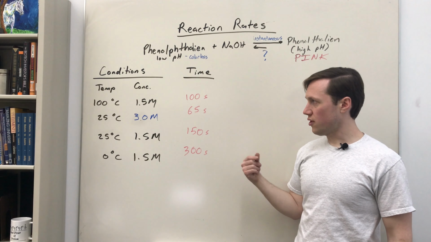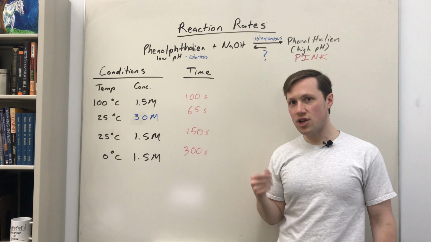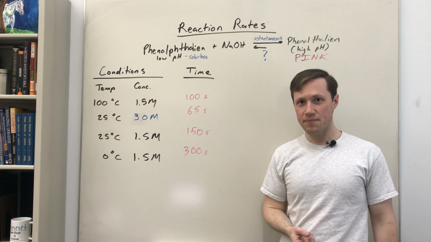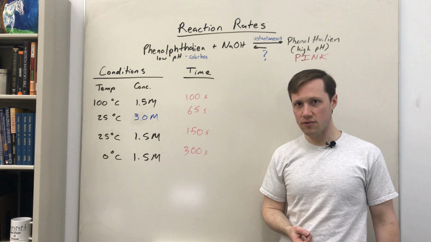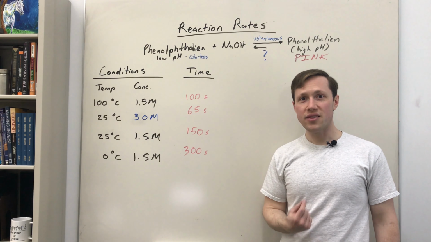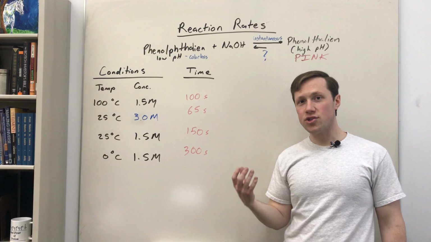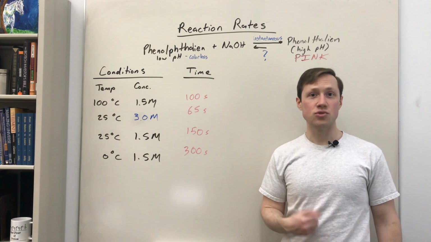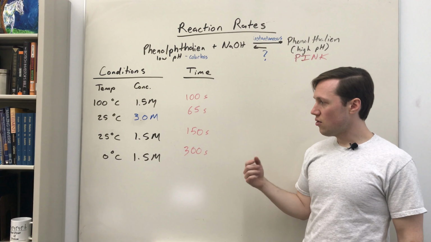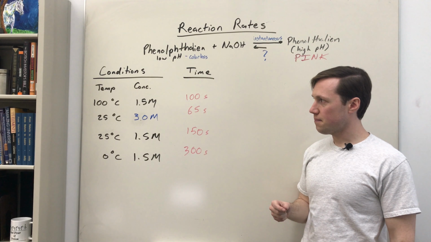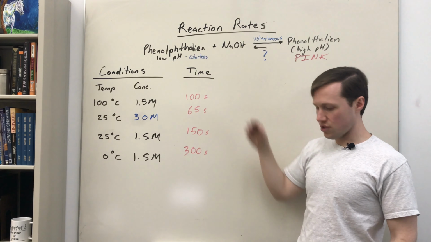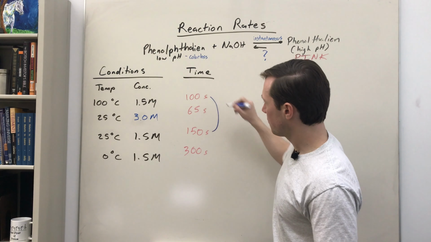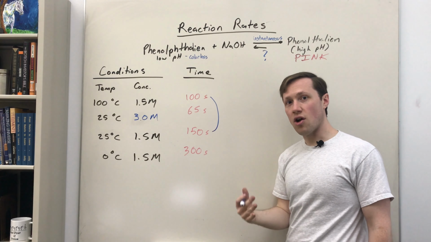Well, one thing to observe is that changing the temperature or the concentration can change the reaction rate. That's probably a good thing to observe. Keep in mind that temperature and concentration were also the two things that we were changing when trying to shift spontaneity as well. What else do you observe in this data? Well, raising the temperature from 25 degrees C to 100 degrees C seemed to cause the reaction to go more quickly.